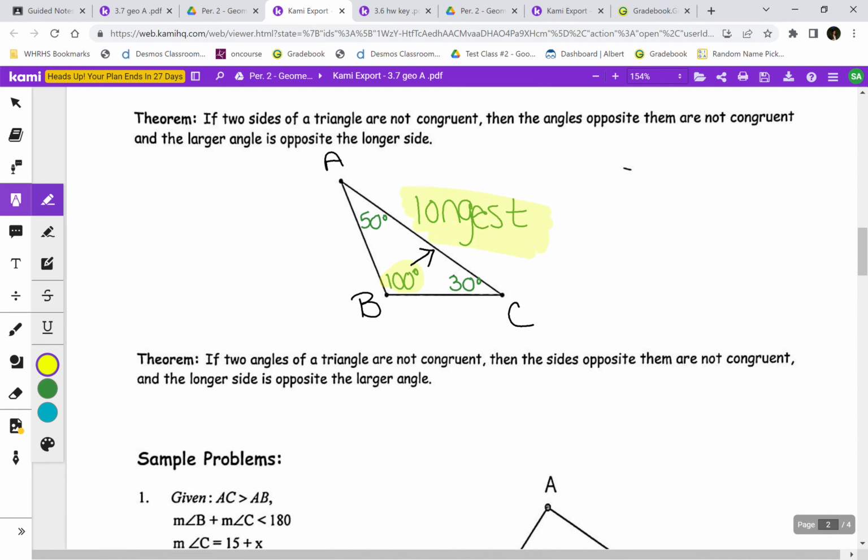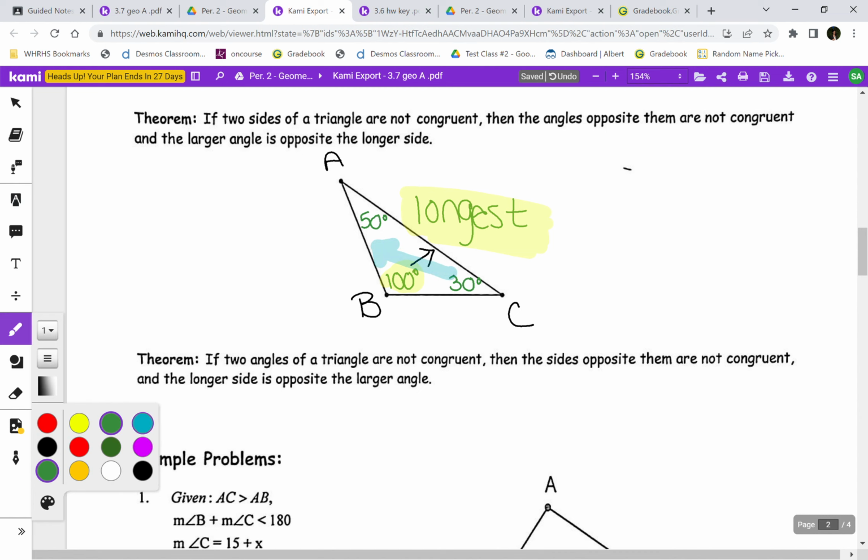Which side would be the shortest side, do you think, and why? Mia. AB, because it's across from the 30 degrees. You got it. AB, because it's across from the 30 degrees. So this is our shortest side.